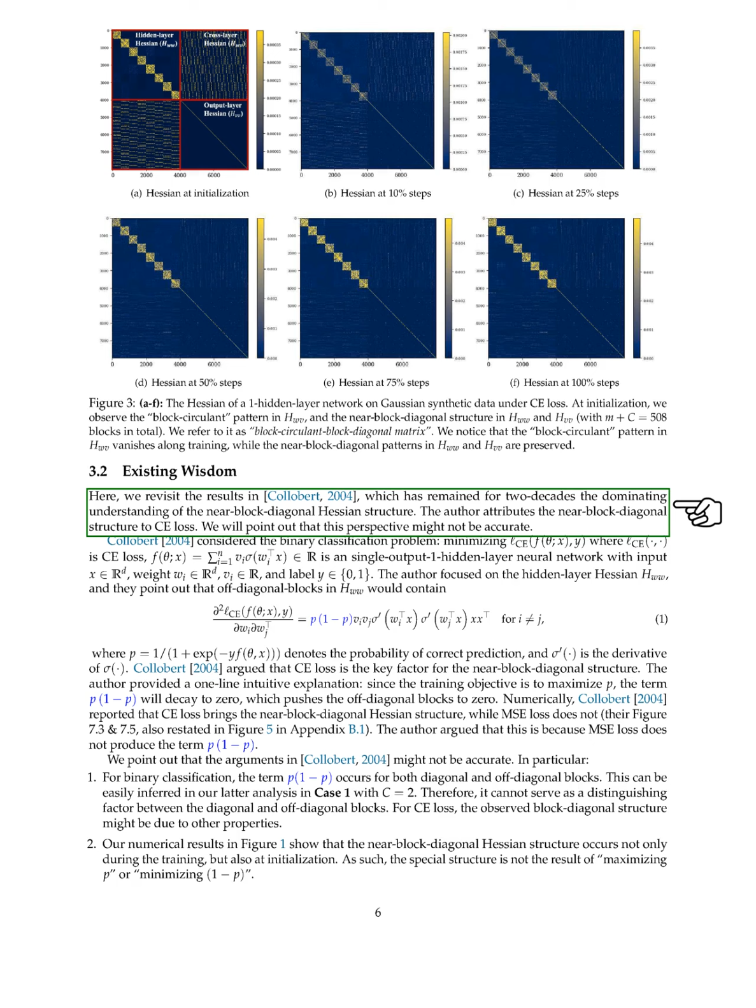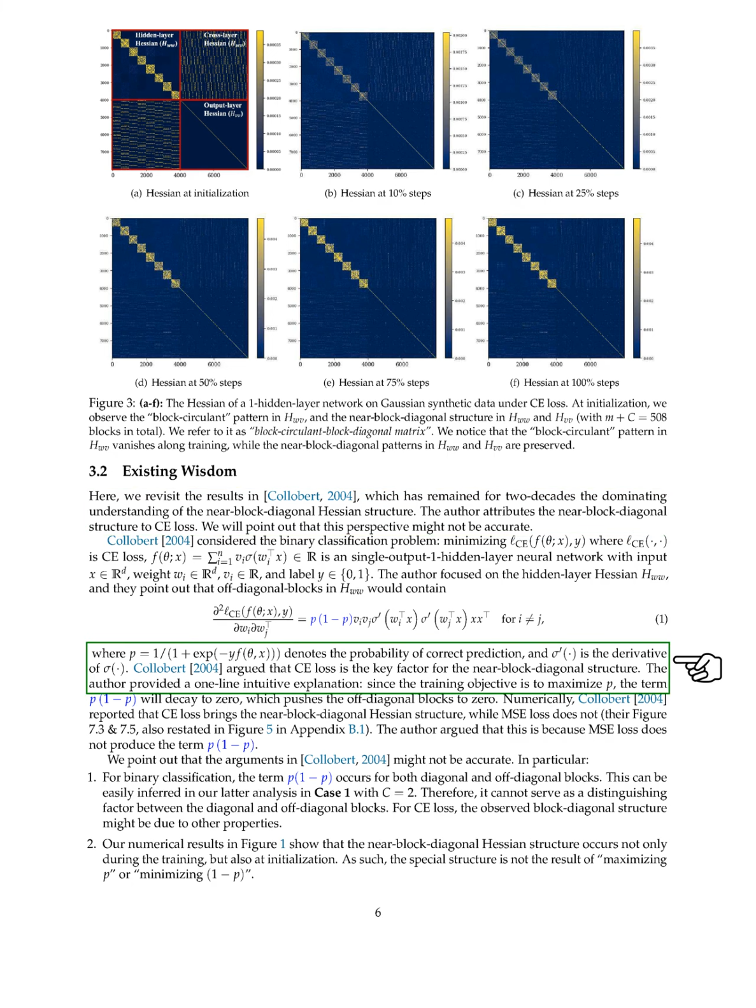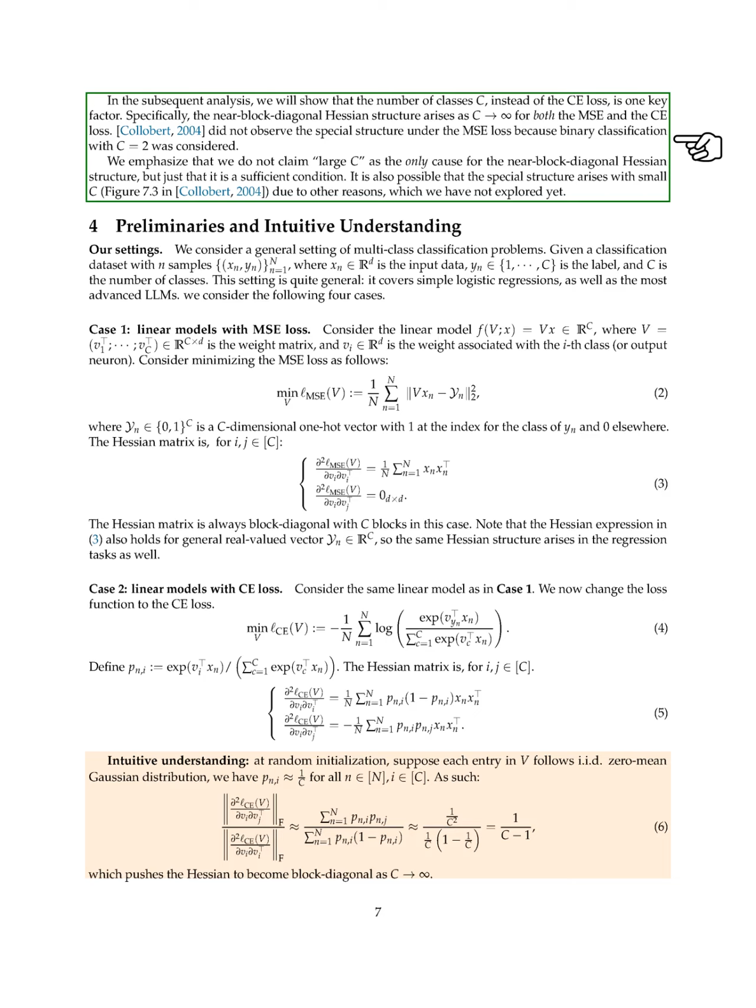Lastly, we revisit existing literature that has dominated the understanding of near-block diagonal Hessian structures for 2 decades. The authors attribute this structure to CE loss, but we argue that this view may be misleading. They considered a binary classification problem and focused on the hidden layer Hessian, suggesting that CE loss is crucial for the near-block diagonal structure. However, we will demonstrate that the number of classes, rather than CE loss alone, is a key factor in this structure's emergence.